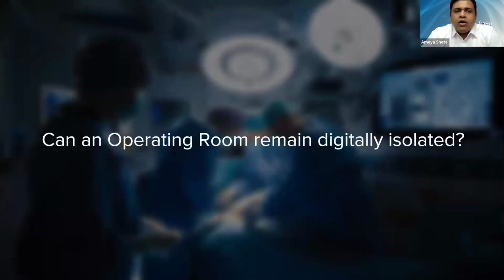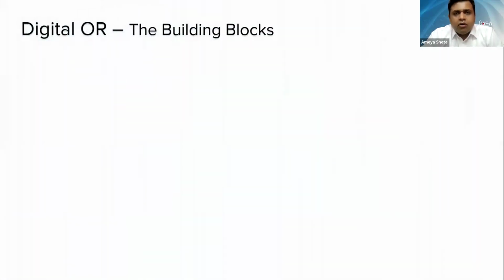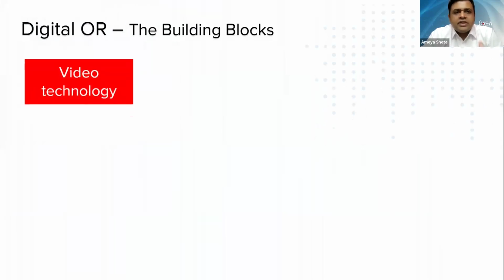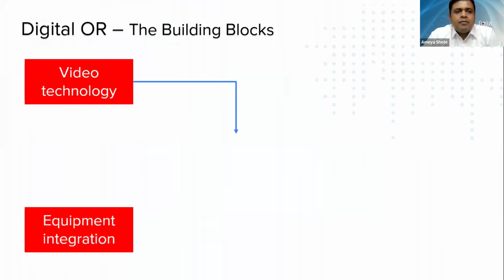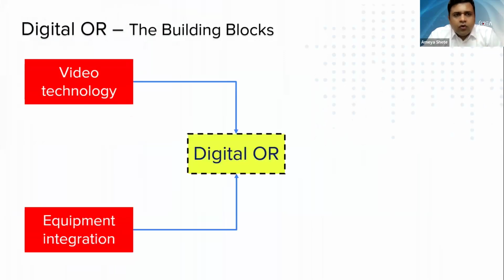Then going forward, can an operating room remain digitally isolated? Can you be away from digitization? That is the question. The answer to that is a big no. So what are the building blocks of digitizing your OT? First, there are different video sources or different technologies within the OR. Then you have different equipments or devices which have a display, which have a video output. First, these things need to talk to each other. They need to be integrated. That's when you can create a digital OR.